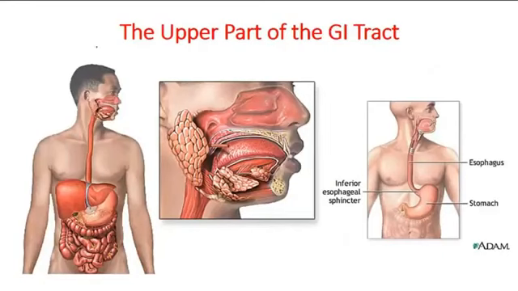Now let's talk about the upper part of the gastrointestinal tract. The upper part of the GI tract is involved with the process of ingestion, because it starts with the mouth and almost ends at the end of the stomach. That's what we call the upper GI tract.